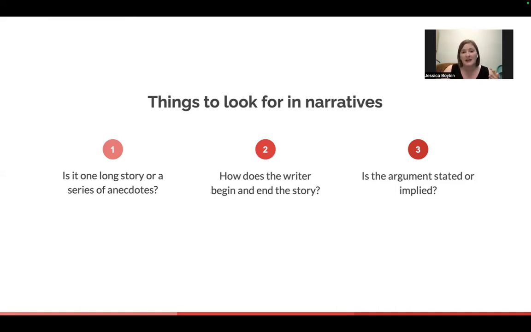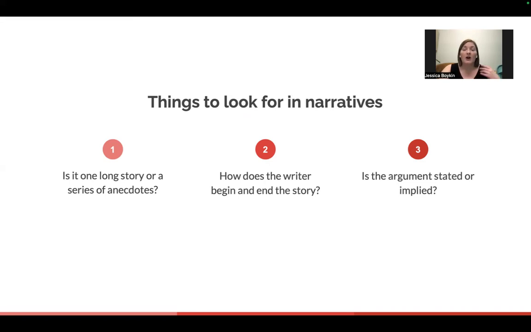How does the writer begin and end the story? This is really useful because this is the stuff that we tend to struggle with. I don't know how to start. I don't know how to end. Those are the things that I hear the most frequently from students. So my advice would be see how other people are beginning and ending their stories, and then decide if that's something that you think would be good for yours.